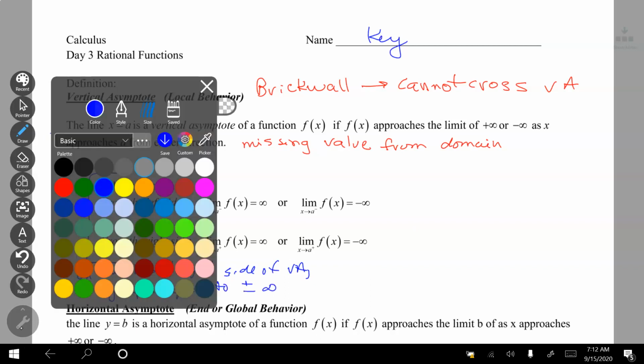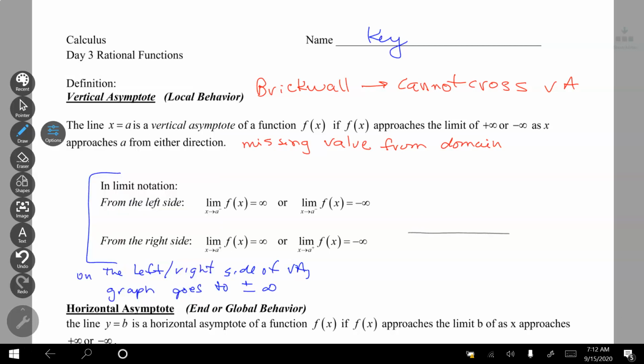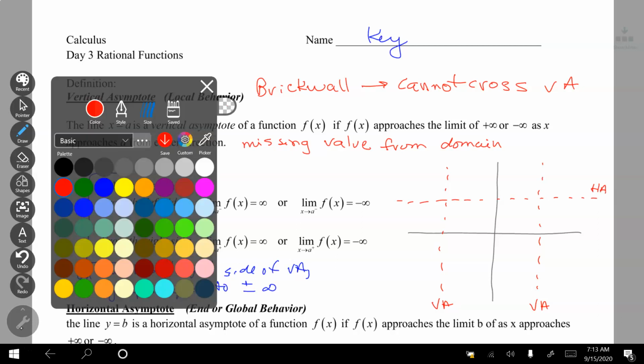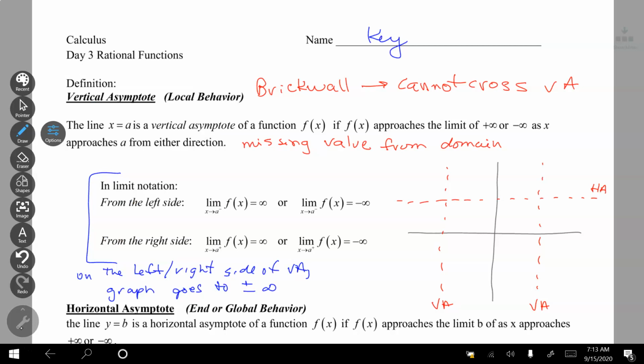So if I had a graph that maybe had some VAs, maybe here's a VA, maybe here's a VA, and I'm going to draw this, and we'll talk about this in a second, but here's an HA. I cannot cross the VA, so maybe I would have something that looks like this.